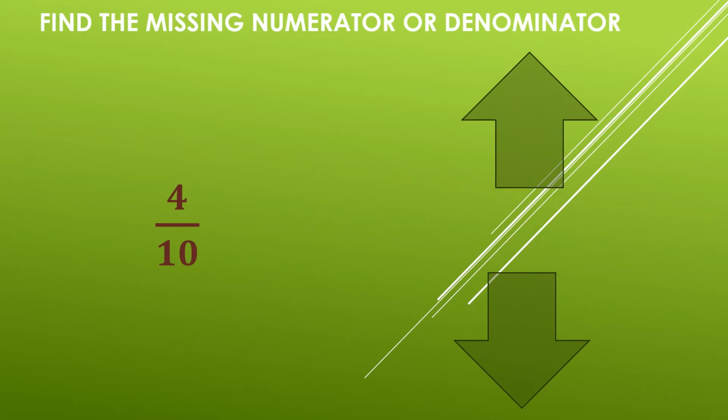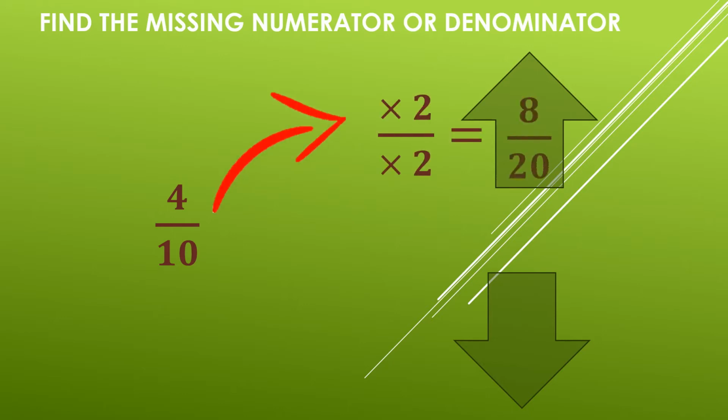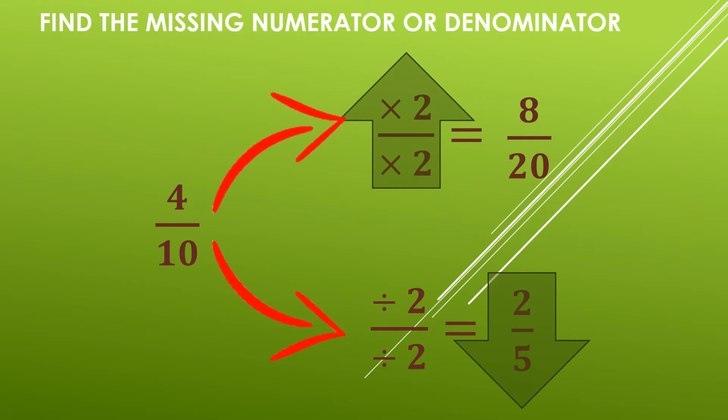One thing I want to mention before we start is that when we multiply the numerator and denominator of a fraction by a common number, we get higher terms of the fraction. And when we divide the numerator and denominator of a fraction by a common number, we get lower terms of the fraction. That means if we need to calculate higher terms, we multiply the equivalent fraction. And if we need to calculate lower terms, we divide the equivalent fraction. Let us solve some examples.